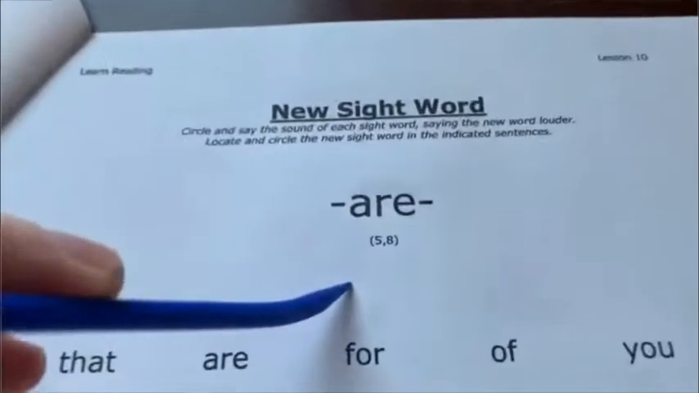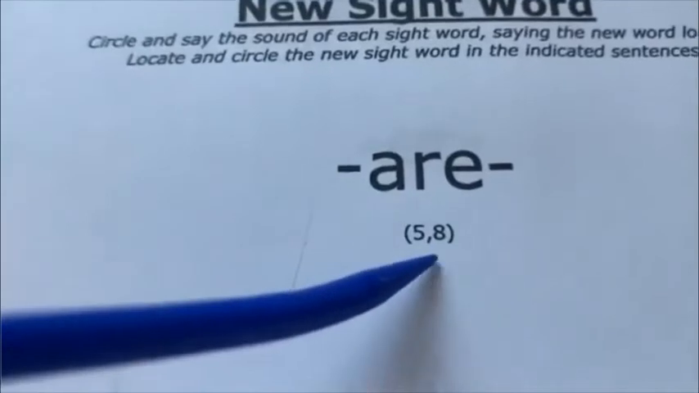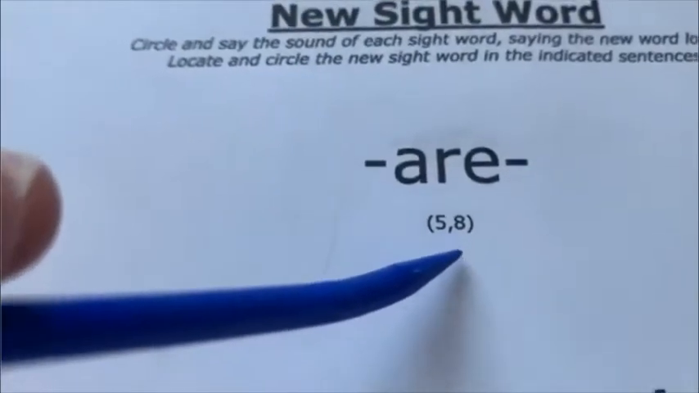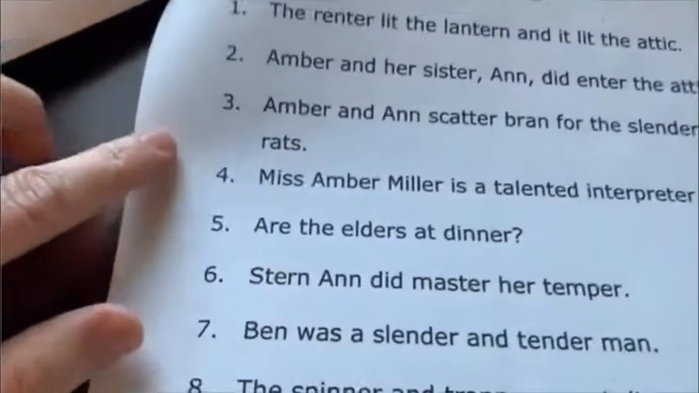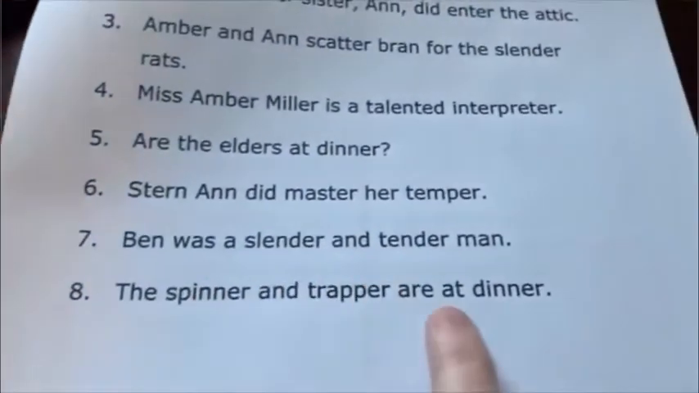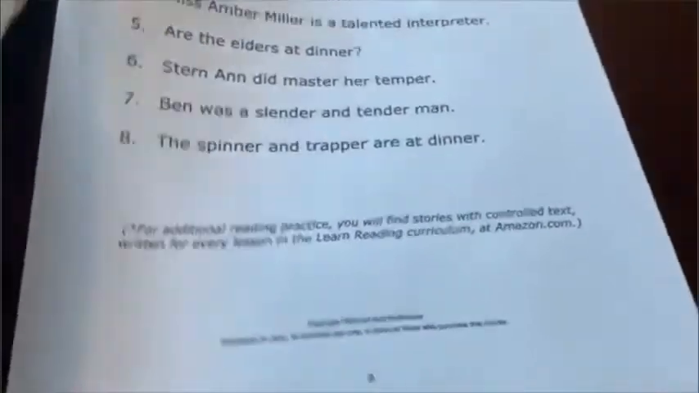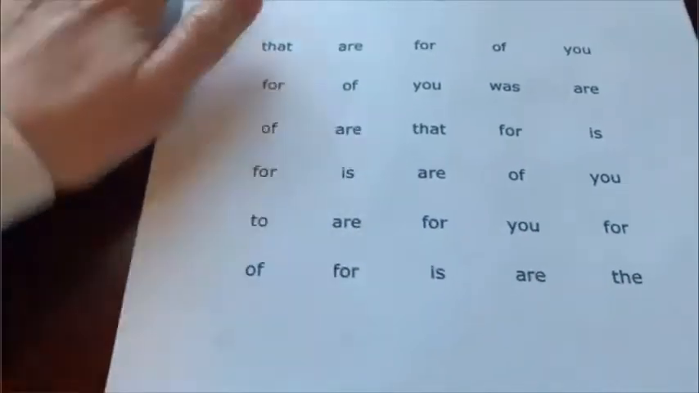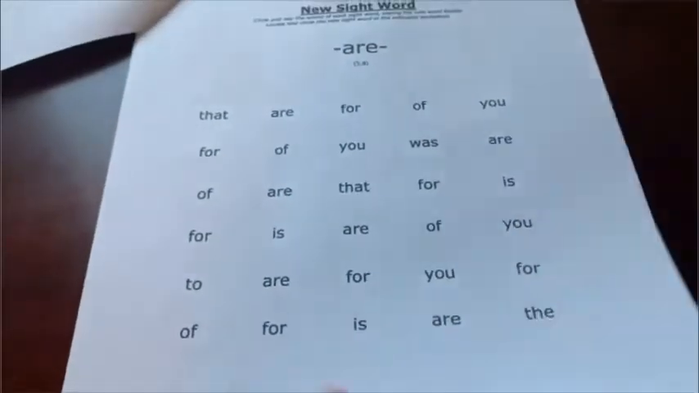And then they do that for this whole page. When they're done, they will go to sentence number 5 and 8. On sentence 5, they will find the word "are" and circle it. And on sentence 8, they'll find the word "are" and circle it. And then that's page 1. These are all kind of bite-sized little pages for active minds who need short assignments.